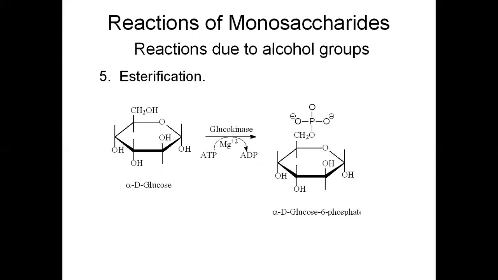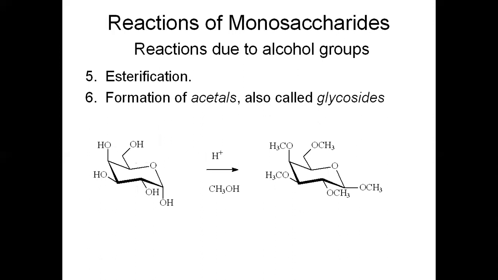Alcohols will react with carboxylic acids to form esters, and I am showing here an example of a phosphoester. Finally, alcohols can react with other alcohols to form acetals. For this reaction, I am showing alpha-D-glucose in its chair conformation. I am showing the product as beta-D-galactose not because that actually happens in the reaction, but just so that you see what the alpha and beta look like at least one time. When the alcohol is another monosaccharide, then disaccharides are the products.